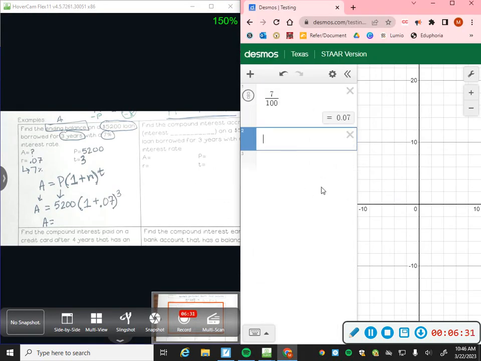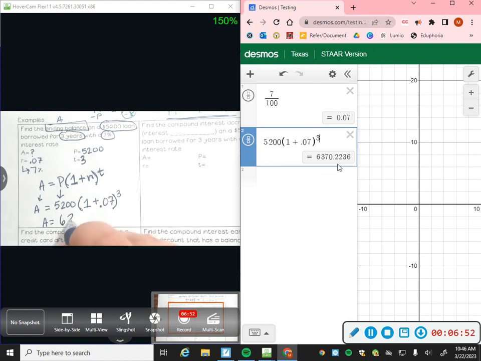I just need to type in 5,200 times 1 plus the rate, which was 0.07, raised to the T power, which was 3. So then we've got an answer of 6300.2236. This is talking about a dollar amount, and money only has 2 decimals, so I'm going to have to round to the nearest hundredth.